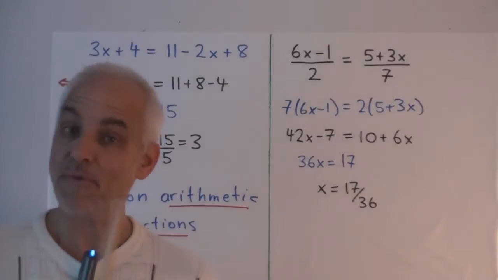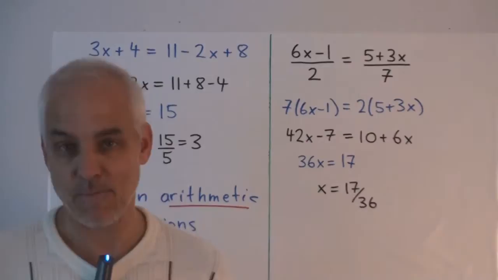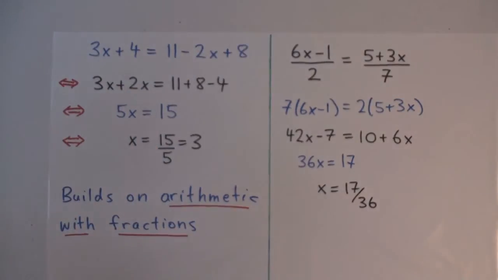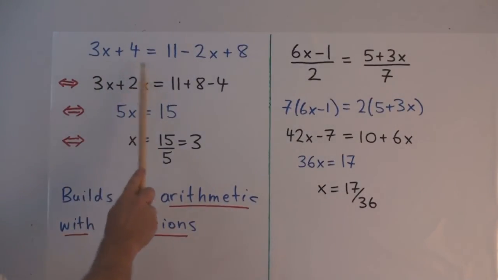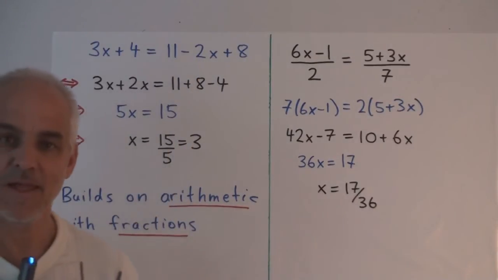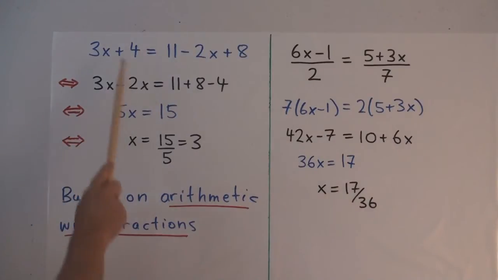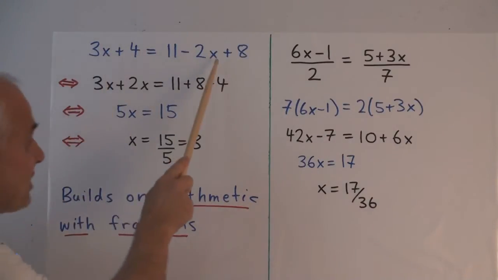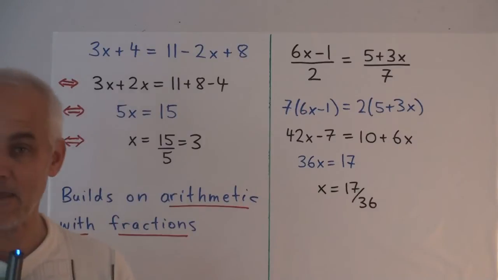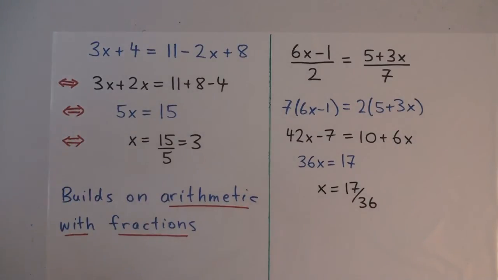So we can use both of those types of equations and put them together to get somewhat more complicated examples. For example, 3x plus 4 equals 11 minus 2x plus 8. That's a single equation in an unknown variable x. So the assumption is that this variable x and this variable x represent the same mystery number, and we have to find out what that mystery number is.